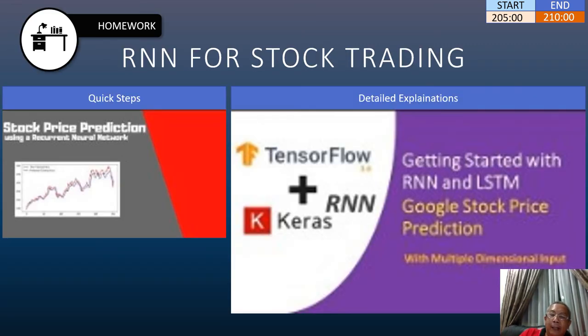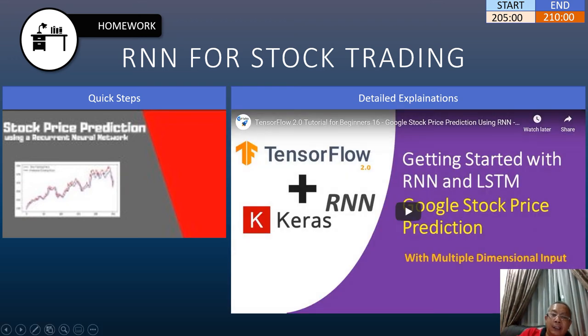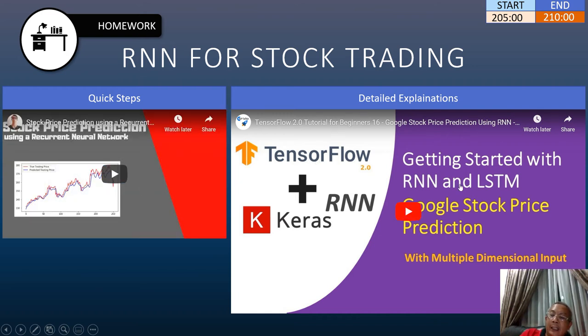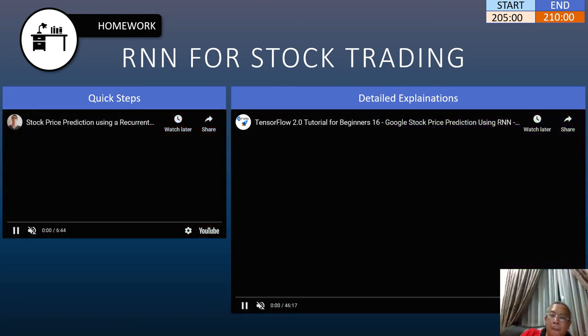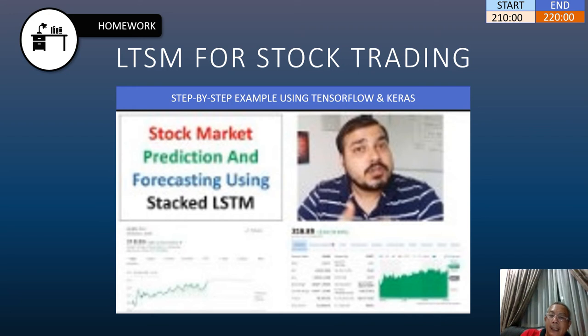So you use RNN for stock trading. So here is additional homework for you. This one is a very short summary of the steps involved in generating an RNN network for stock trading. This one is a very detailed explanation of how you do it. Both are using TensorFlow and Keras in these two examples. This is your homework that you can do later on. And this is again another step-by-step example using TensorFlow and Keras.